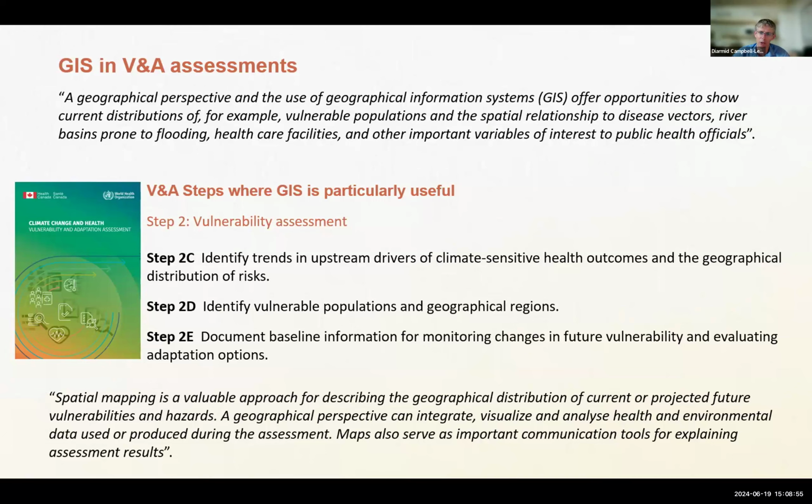So we can use GIS at different points in the process, which is outlined in this guide. The most important point at which this is used is within the actual vulnerability assessment itself, in what we describe as step 2, to identify trends in upstream drivers and the geographic distribution of risks, to identify where there are people who are likely to be particularly vulnerable to the impacts of those changes in drivers, but also as a way of documenting the current situation and monitoring changes in the situation going forward. So that's the stage in the process that we think GIS is most relevant.